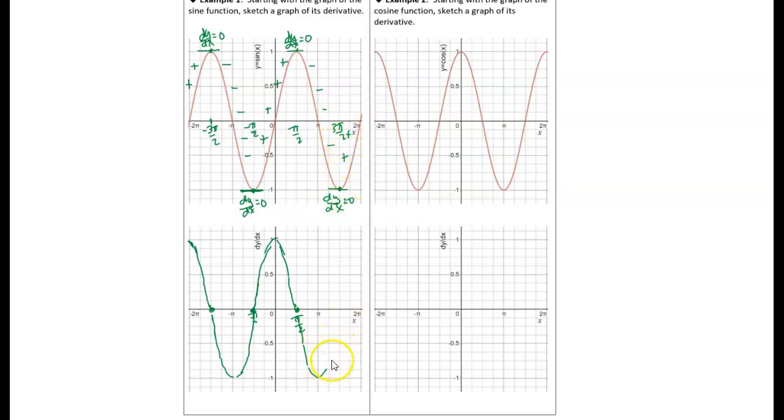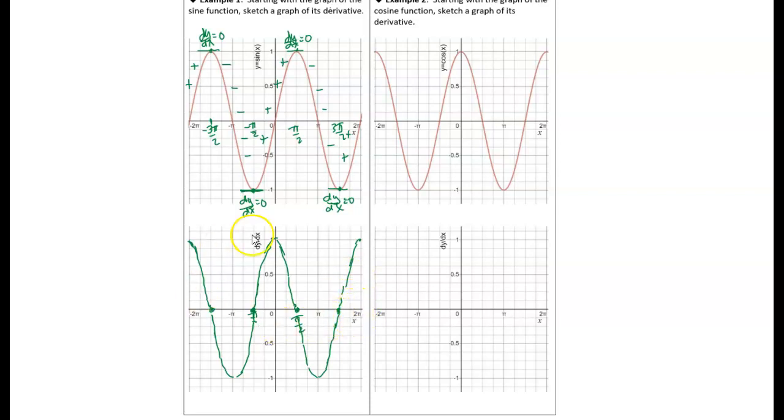At 3 pi over 2, the slope is 0 again. That occurs when the slope of the original function goes from decreasing to increasing. So the derivative changes from negative to positive. And now we're going to be above the x-axis again, because the function is increasing and the slope is positive. So the graph of the derivative is going to be above the x-axis.